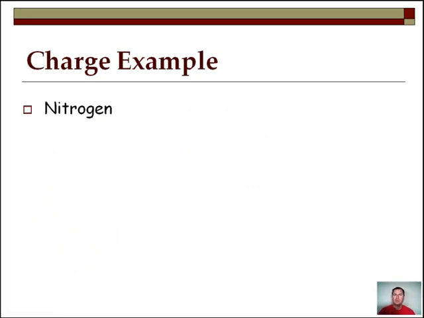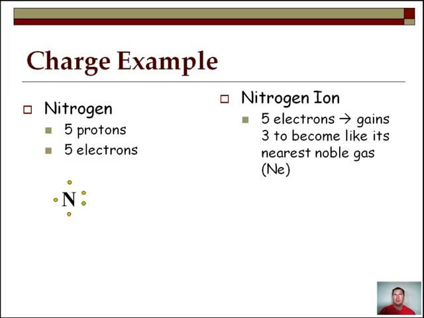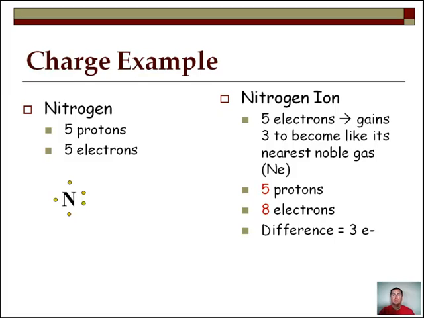Nitrogen, we looked at this already. Nitrogen has 5 protons, which means it has 5 electrons. It's in group 5A, so it has 5 valence electrons. If we write this Lewis dot diagram, it looks something like this. So 5 electrons, that's in the 5 through 7 group, so it's going to gain electrons to become like its nearest noble gas, which is neon. That is 8. So in order to become 8, it has to gain 3 electrons. Take a look at your periodic table to see this. And so now it has 5 protons, 8 electrons. The difference is 3 electrons. So the charge on nitrogen becomes -3.